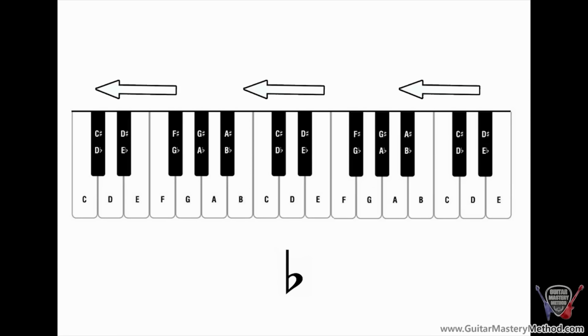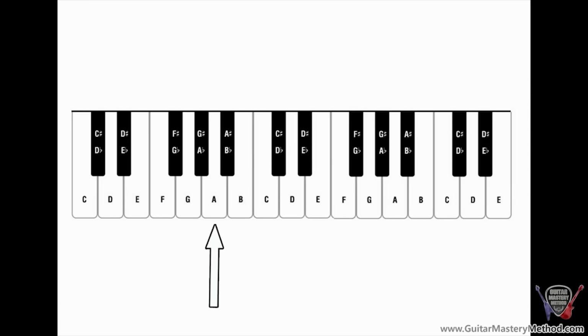So for instance, if we started on A, then moved up a note, it would be A sharp. Then we moved to B, C, C sharp, D, and D sharp. Now if we were going down and we started on the E note, we would be going E, E flat, D, D flat, C, B, B flat.